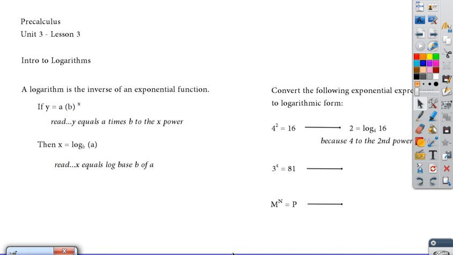All right, here's our introduction to logarithms. Shouldn't be an introduction. You should have had notes too, but we all know how that goes sometimes. So let's take a look here at what we're going to talk about.